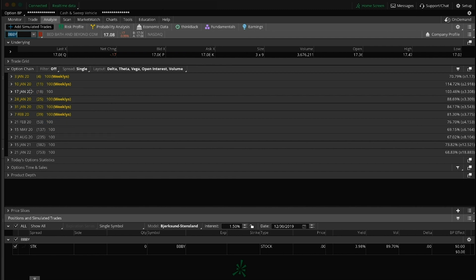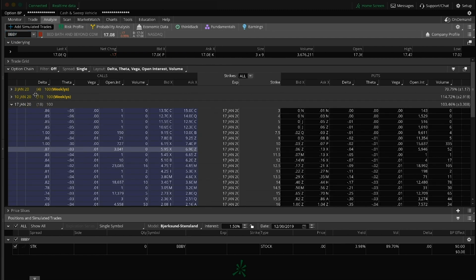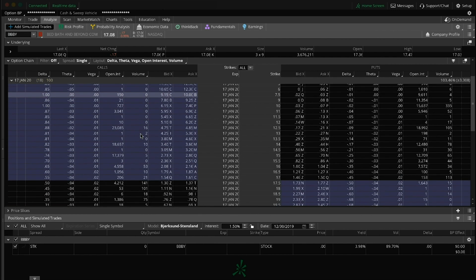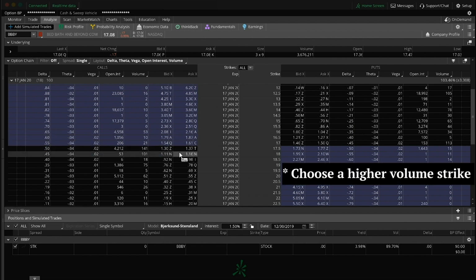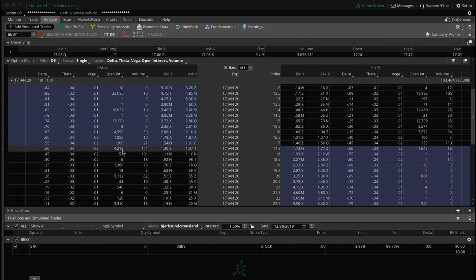So I'm just going to do a shorter term contract and take this 18. Now the calls are on this side, the puts are over here. Since we're selling a short call, we're just going to focus on this left side of the screen. Now you want to choose a strike price that has a decent amount of volume on it. So the 20, the 19, the 17.50.